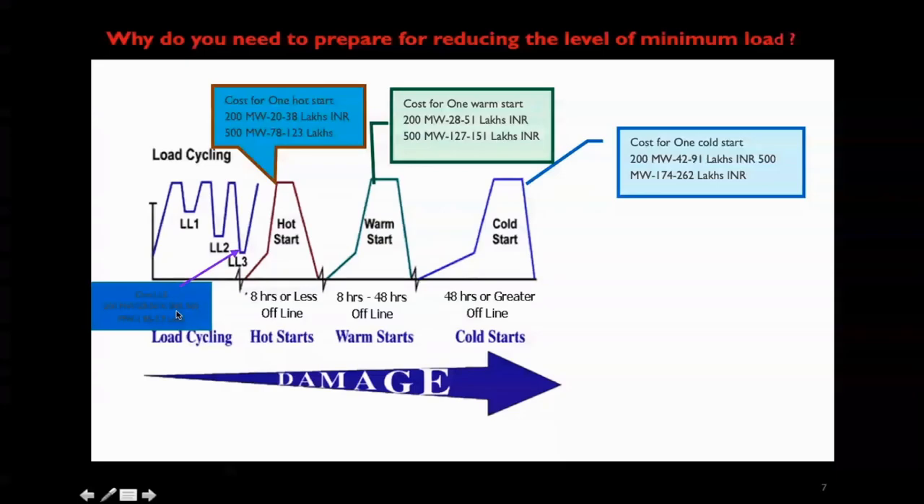It's more than that. Here, the cost is 20 to 38 lakhs per event. One hot start, one start and one shutdown cycle. Warm is even more. And costliest is cold start, which is 42 to 90. This study is in 4 units, and there's a wide variation between the units. So you must be aware of the costs that you incur in your unit. And tomorrow, in real time, be aware of your cost, because the market will give you the signal.